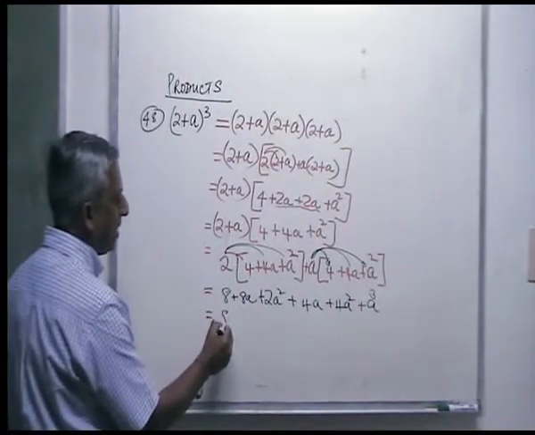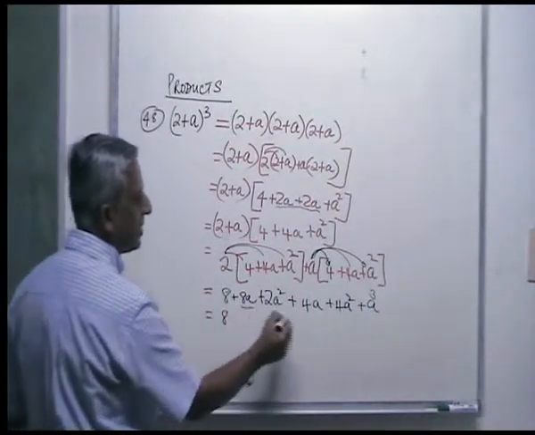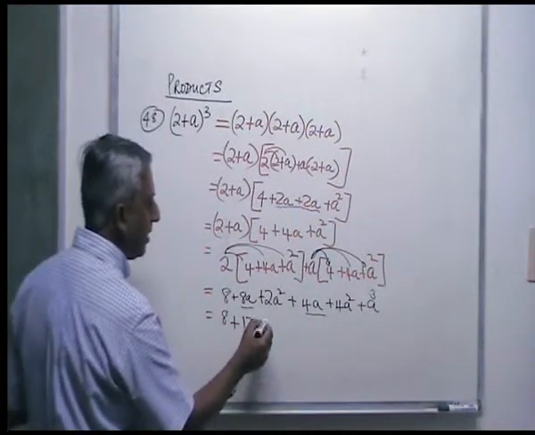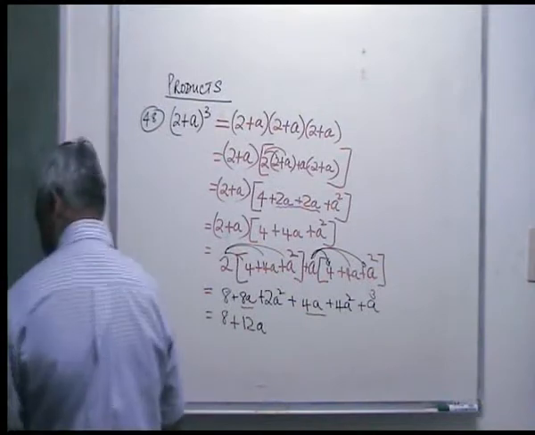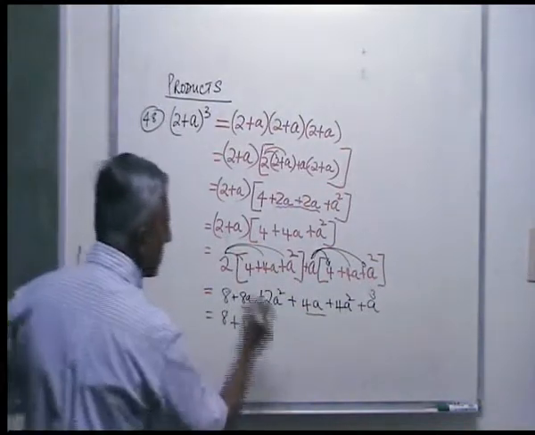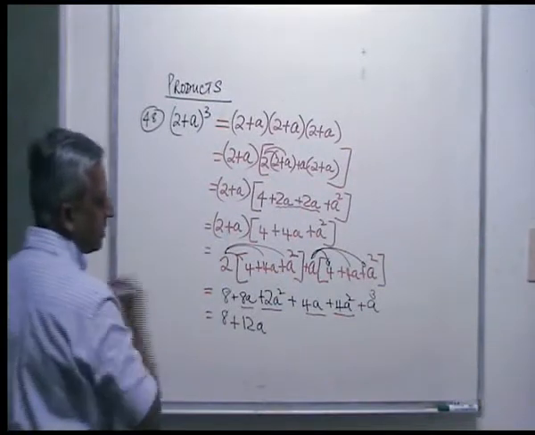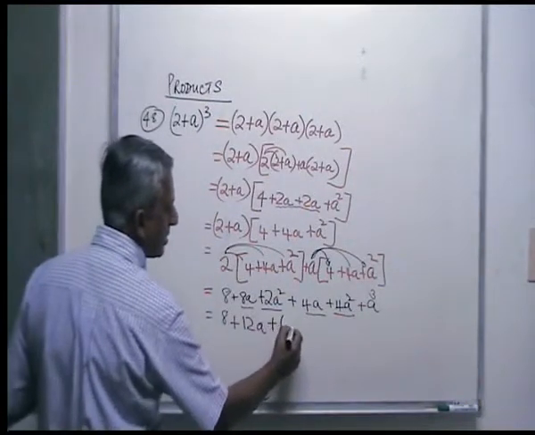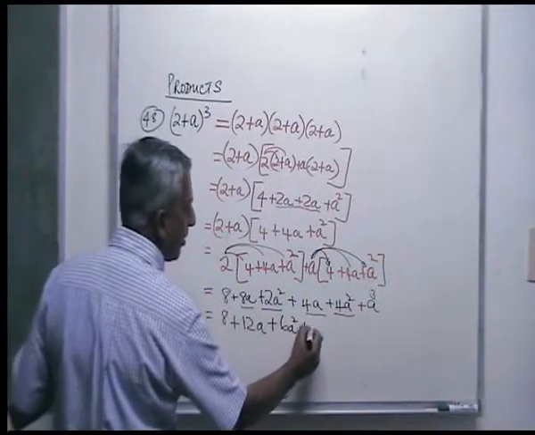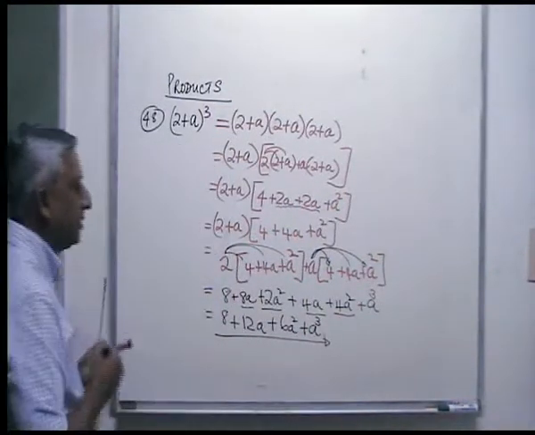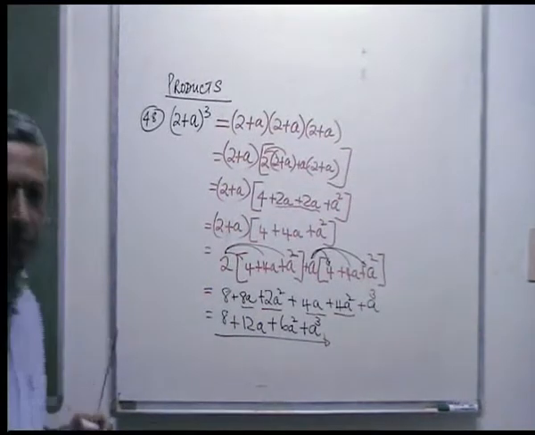Right, so there's your 8. Now let's look at this. This is a and this is a, so that will give us 12a. And this and that is a squared, so that will give us plus 6a squared plus a cubed. So that's your answer. Okay.